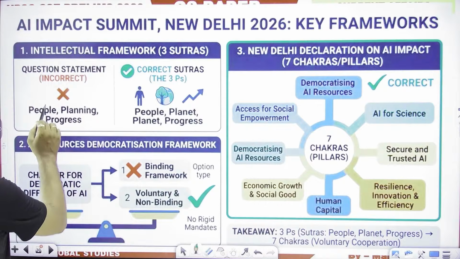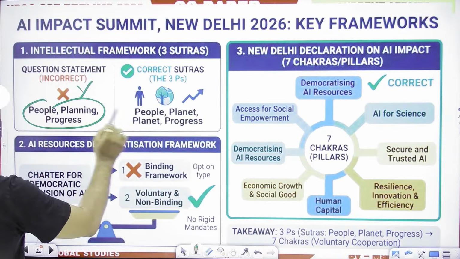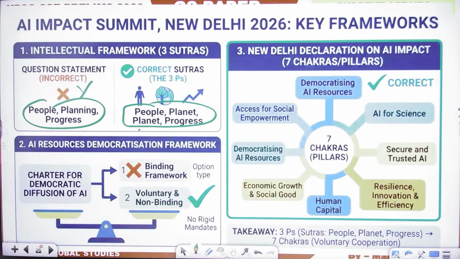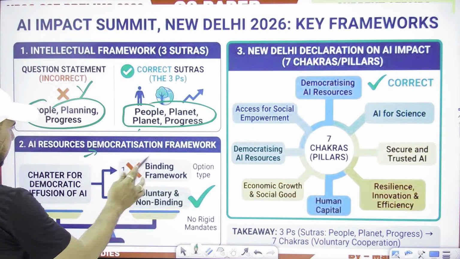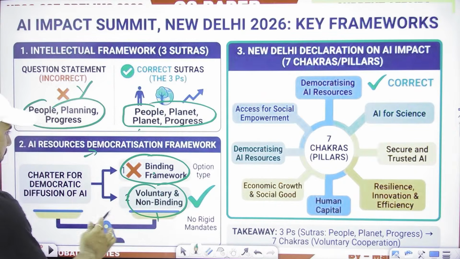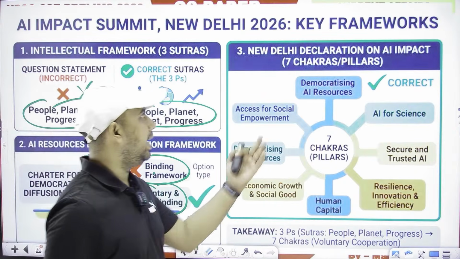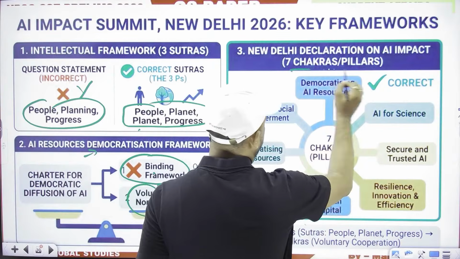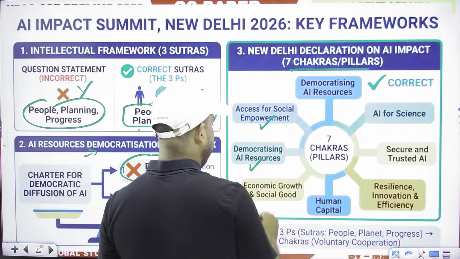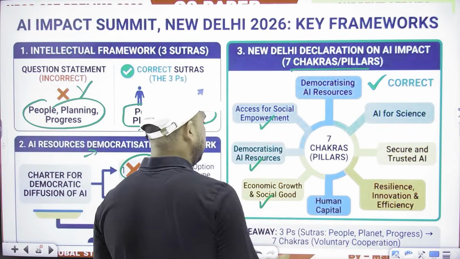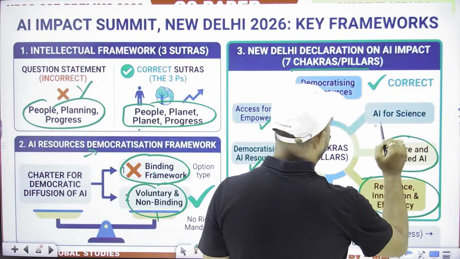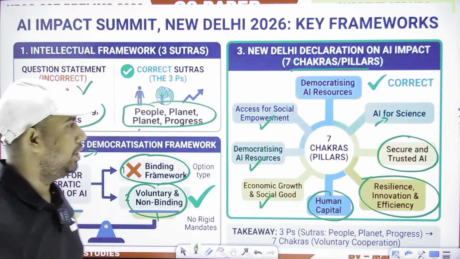So as you know, people, planning and progress was incorrect, because they are focusing on people, planet and progress. For AI resources and democratizing, they are using the word binding framework, but it is voluntary and non-binding. That's why these 2 statements are incorrect. And the New Delhi Declaration AI Summit has 7 chakras: access for social empowerment, democratizing AI resources, economic and social good, human capital, resilience, innovation, efficiency, secure and trusted AI, AI for science. That's why the third statement is correct.